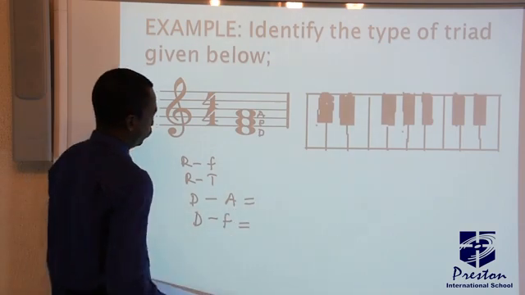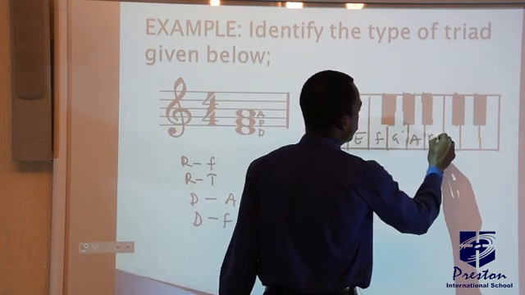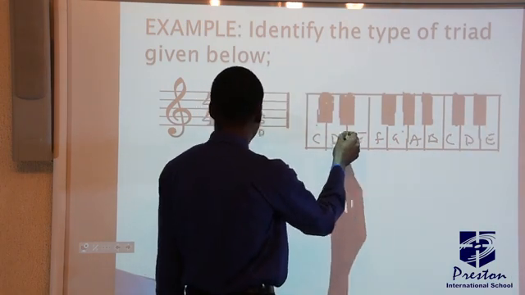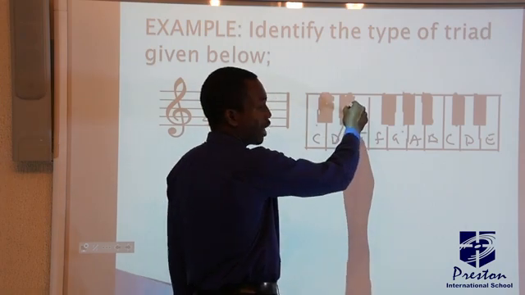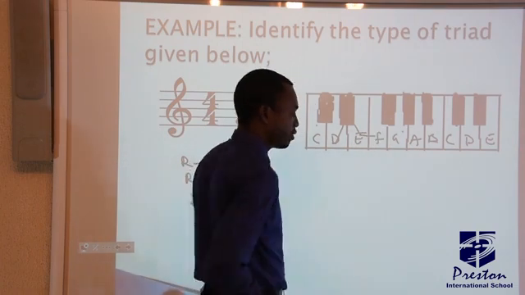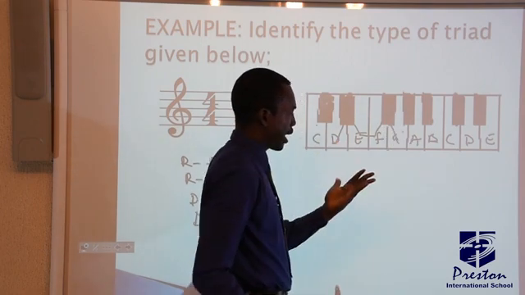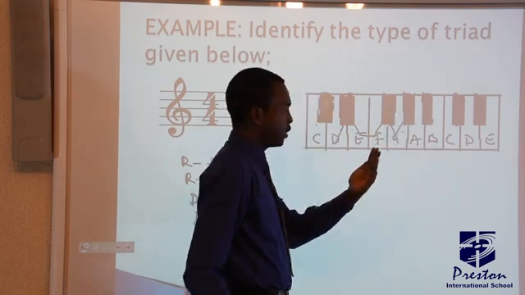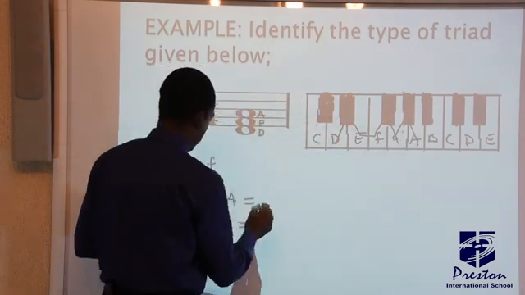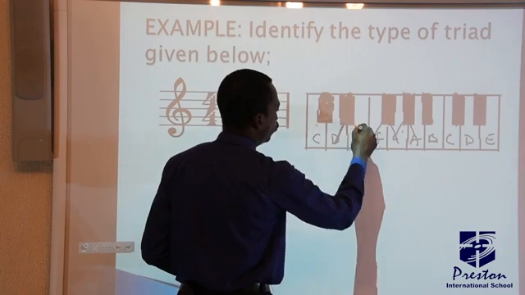Okay, let's find the semitones. How do I find the semitone? This is C, D, E, F, G, A, B, C, D, E on my keyboard or piano. Then from D to A. See, D to D sharp, that is 1 semitone. D sharp to E, that's another semitone, 2. E to F, that's 3. F to F sharp, that's 4. To G, 5. G sharp, 6. Then G sharp to A, 7. So D to A will give us 7 semitones. And D to F, 1, 2, 3.